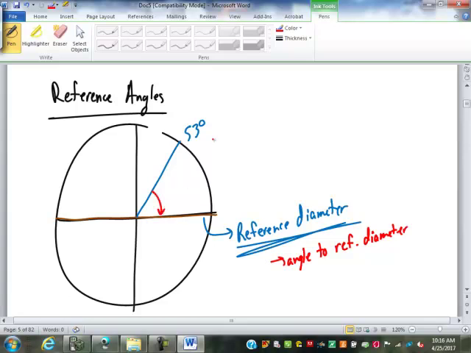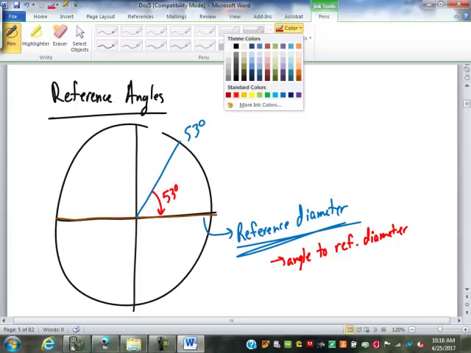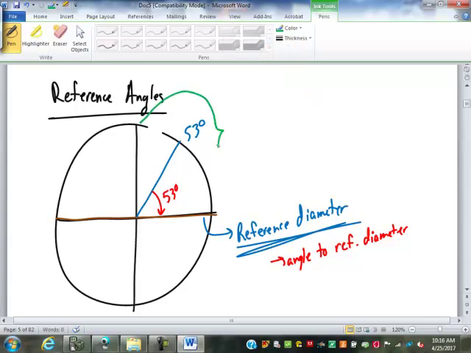What's the angle back to the reference diameter here? 53 degrees, yes. If our angle is in the first quadrant, the reference angle is just equal to the angle. Make sense? 53 degrees has a reference angle of 53 degrees. If I have an angle of 19 degrees, it has a reference angle of 19 degrees.